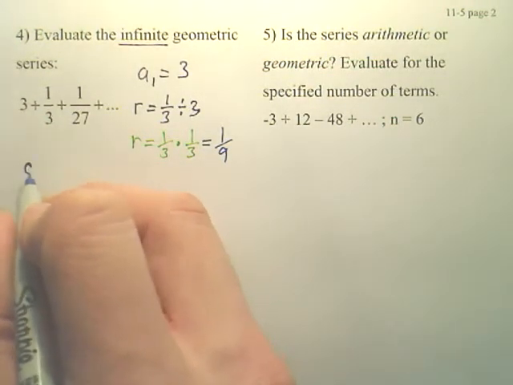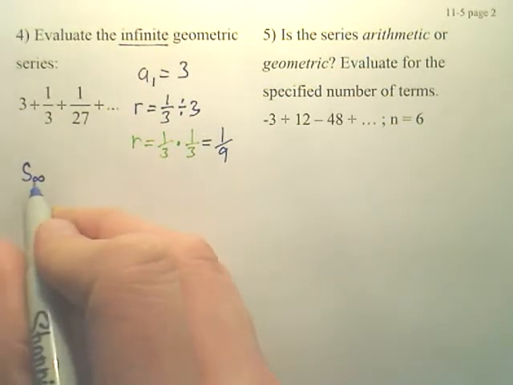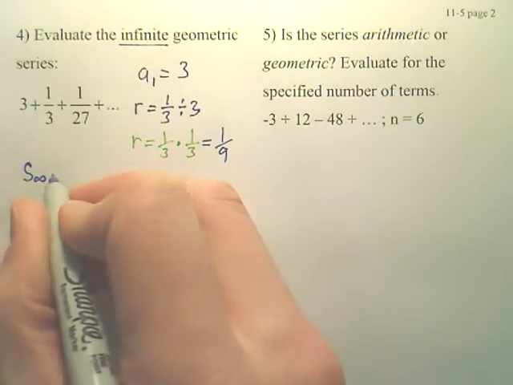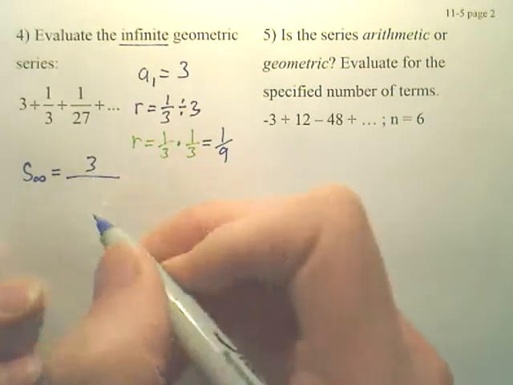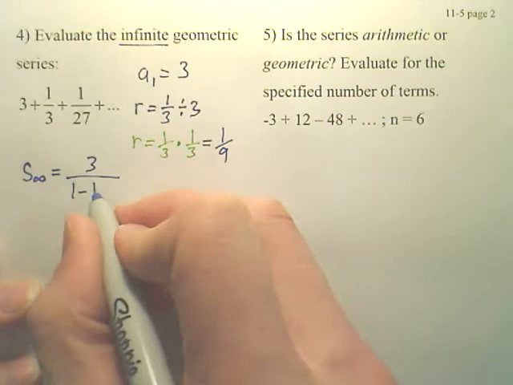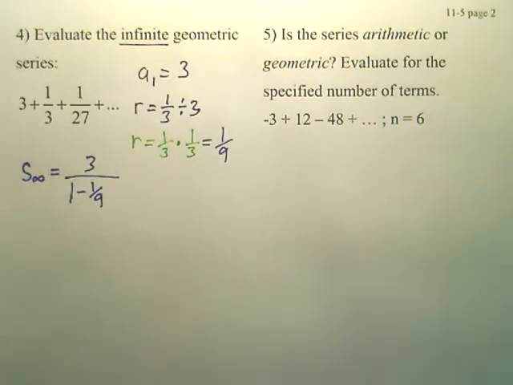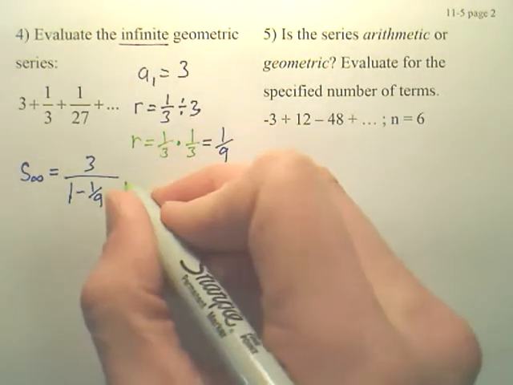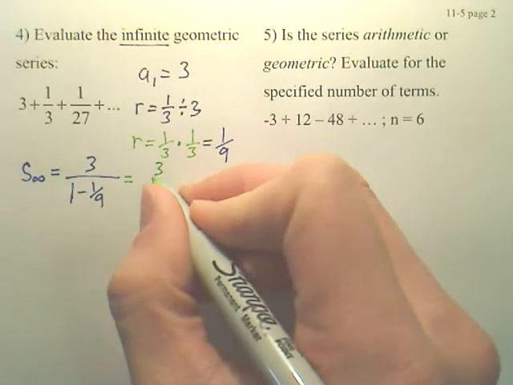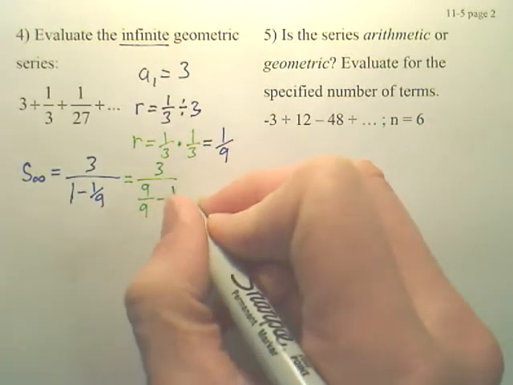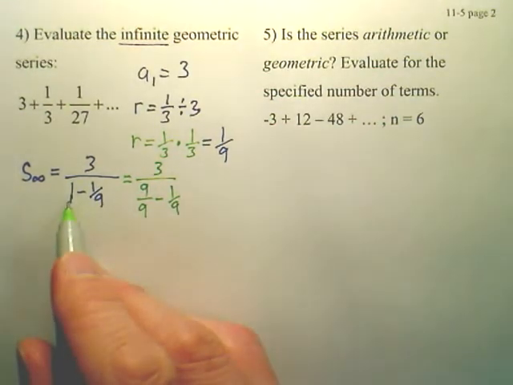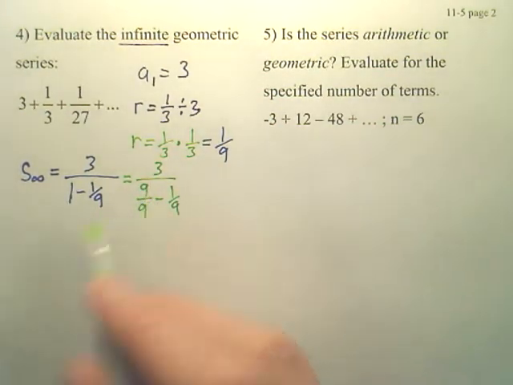So, we're doing S infinity, meaning n is infinity. Number of terms is infinity. And all the formula asks for is A1 over 1 minus R, which is 1/9. And you have to do this without a calculator. So in order to do this, do you think we need a common denominator on the bottom? So in order to get a common denominator, are you okay with changing 1 to 9 over 9?